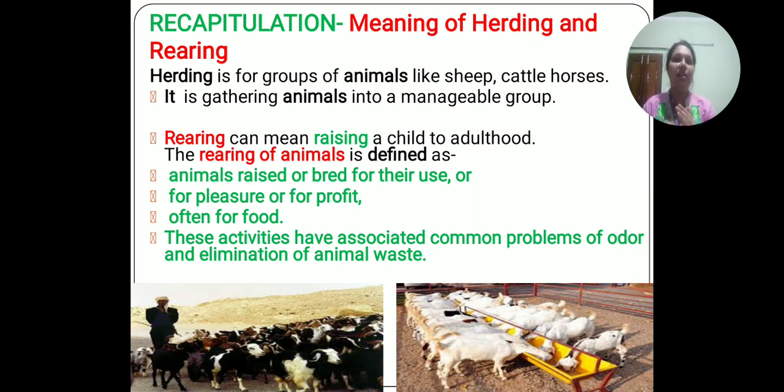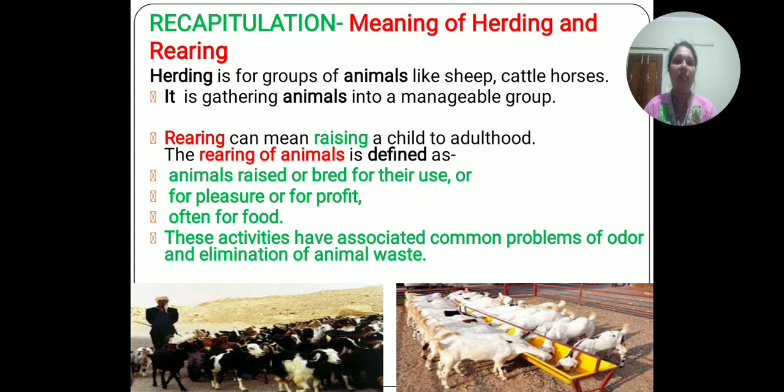And what is rearing? Rearing is raising an animal from childhood to adulthood. When we give them food and care about them, that is known as rearing. Rearing is defined as raising or breeding animals for use, pleasure, or profit. When we keep these animals, raise them, and give them food, there is a purpose. Maybe it is pleasure; we feel very happy keeping and caring for animals. Maybe it is for profit, maybe for food, or for milk.